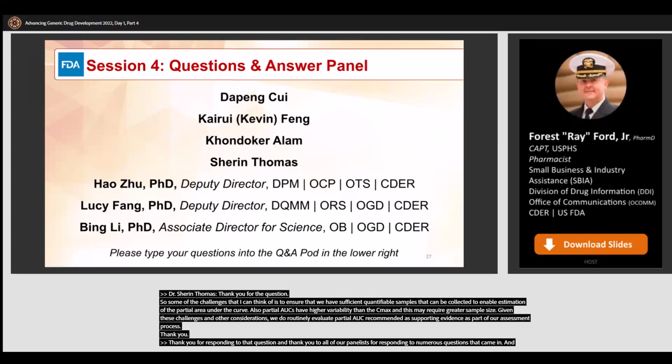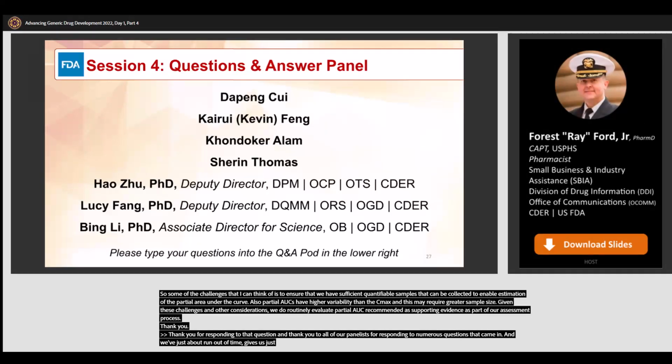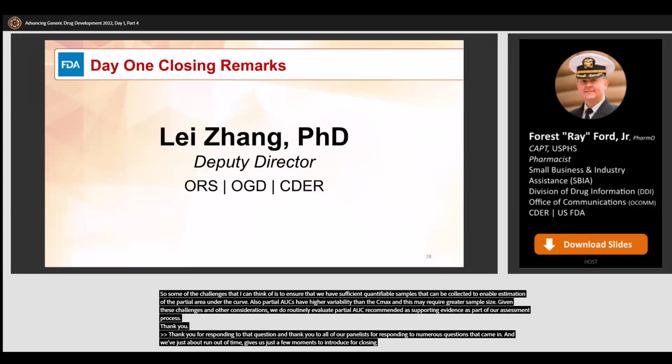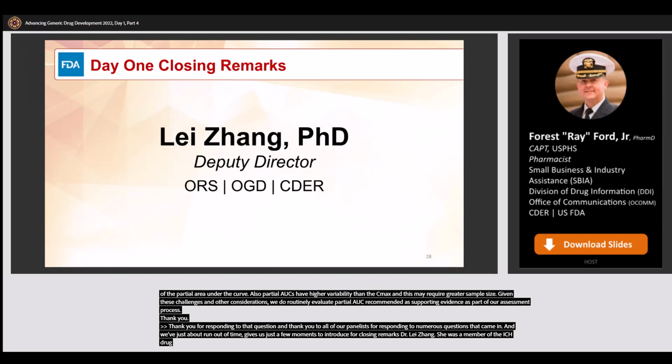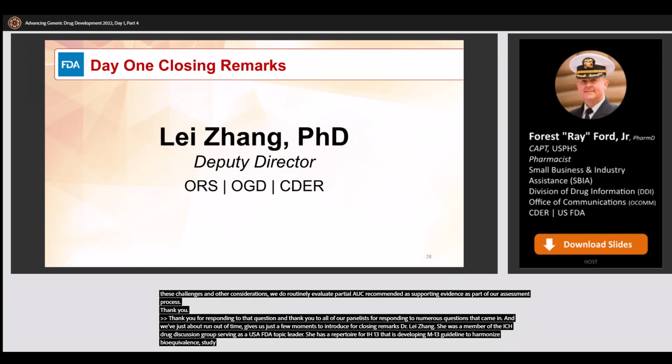It gives us just a few moments to introduce, for closing remarks, Dr. Lei Zhang, who's the Deputy Director in the Office of Research and Standards in OGD. She was a member of the ICH Generic Drug Discussion Group, serving as the USA FDA topic leader. Additionally, she is a rapporteur for the ICH M13 informal working group that is developing the M13 guideline to harmonize bioequivalence study design for immediate release oral dosage form drugs. Please join me in welcoming Dr. Zhang.